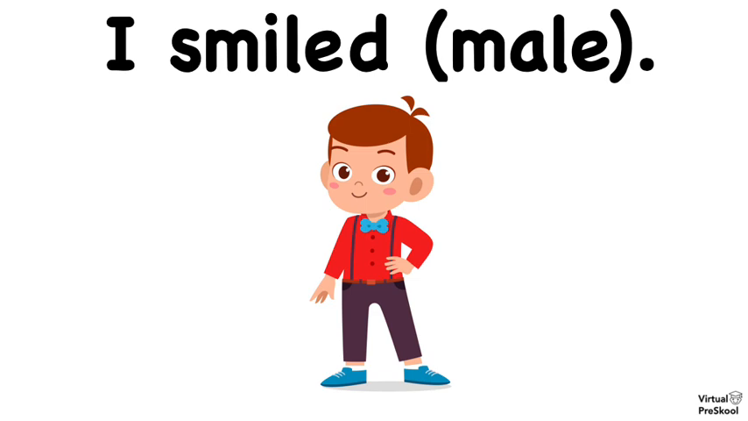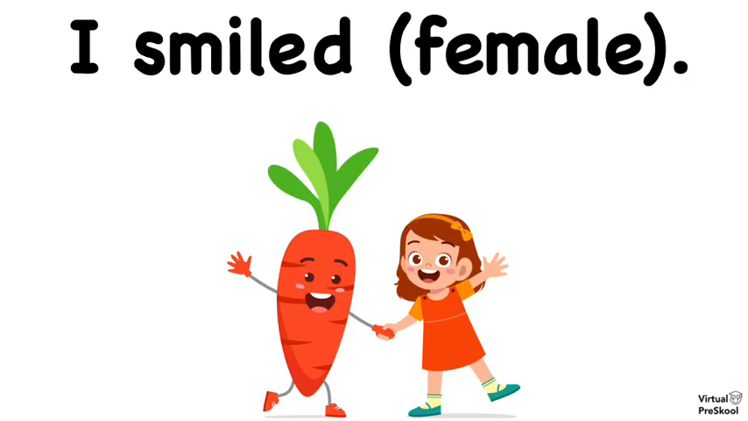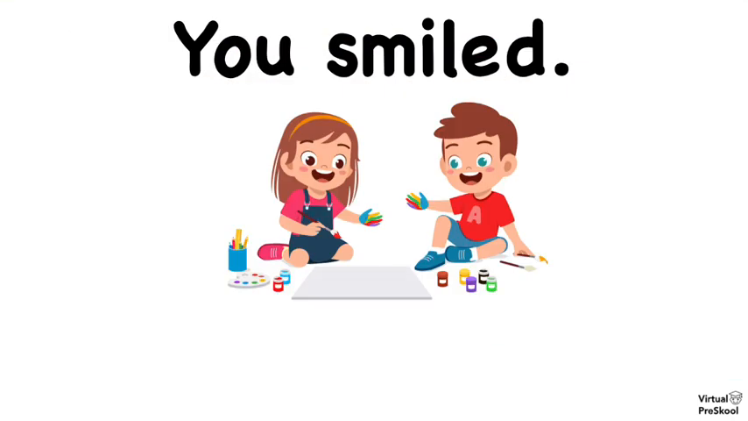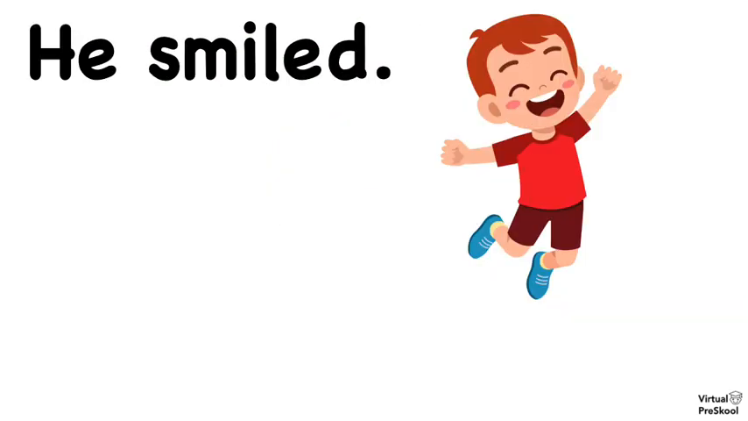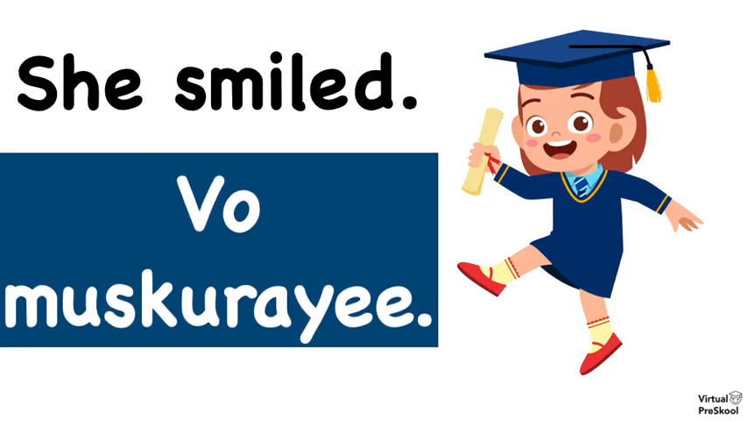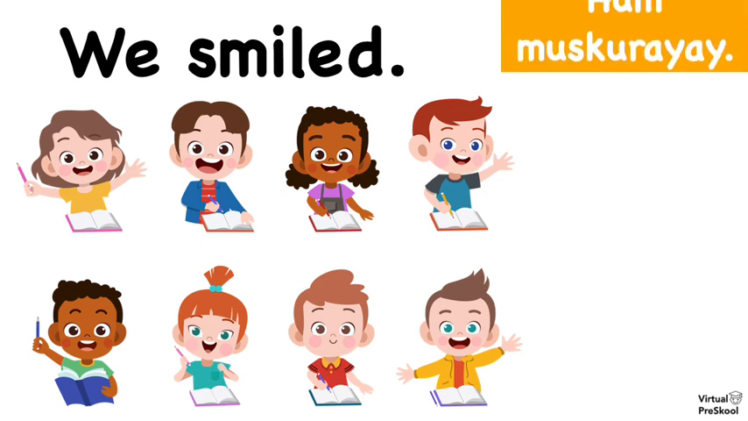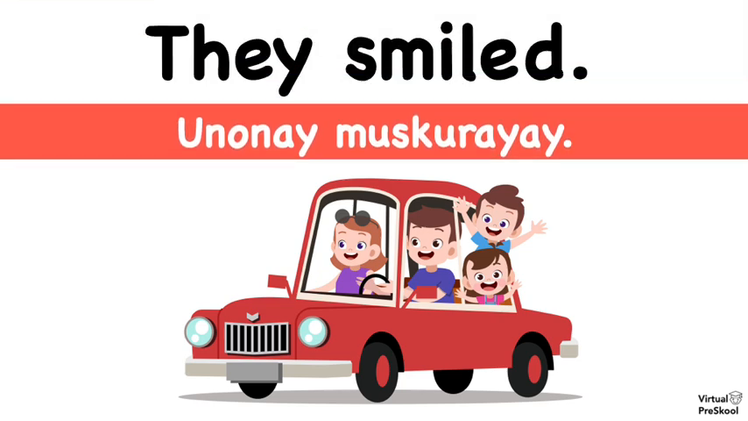So, I smiled for a male. मैं मुस्कुराया. Same sentence, female. मैं मुस्कुराई. You smiled. आप मुस्कुराए. He smiled. वो मुस्कुराया. She smiled. वो मुस्कुराई. We smiled. हम मुस्कुराए. They smiled. उन्होंने मुस्कुराए. So as you can see in this verb, the conjugations revolved around the subject because there was no direct object.